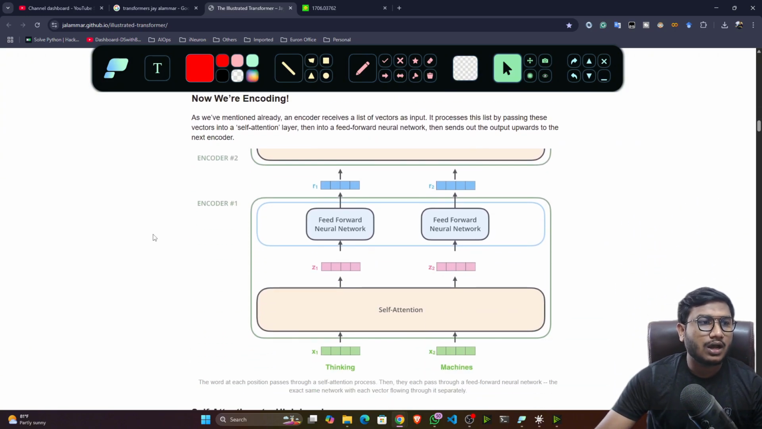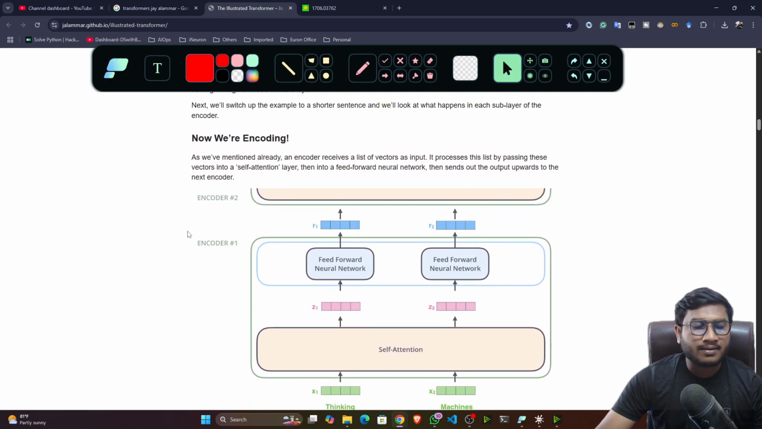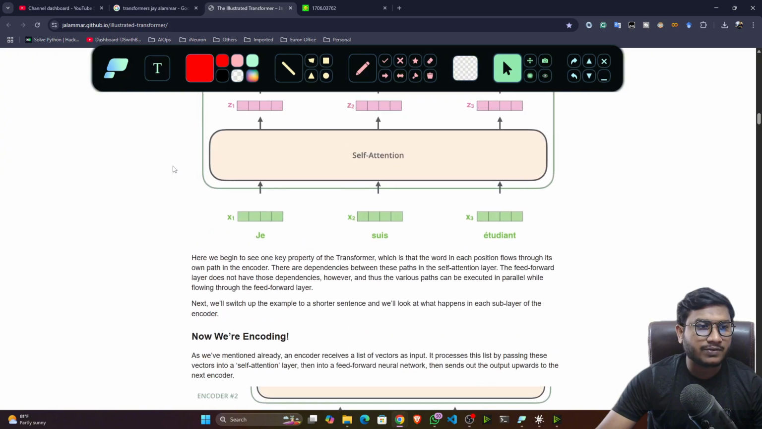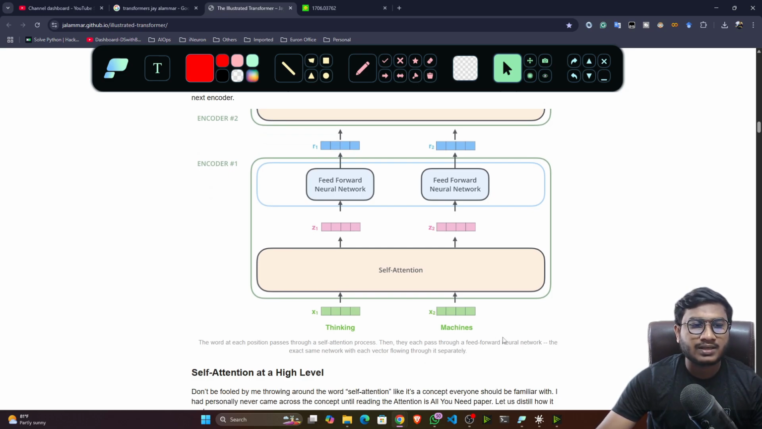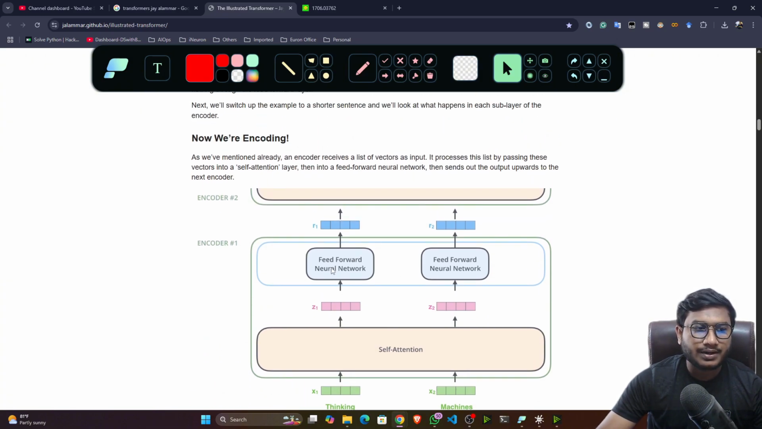Now you can see, guys, here is a demo. Instead of taking 3 words, he has taken 2 words just to explain things easily. Let's say these are our words, thinking and machines. We are passing them to the self attention, and self attention is returning outputs z1 and z2, and we are passing them to the feed forward. Feed forward is giving me outputs, let's say r1 and r2, and we are passing this output to another encoder layer. That means we have 6 encoder layers, right? So it will go through the 6 encoder layers like that.